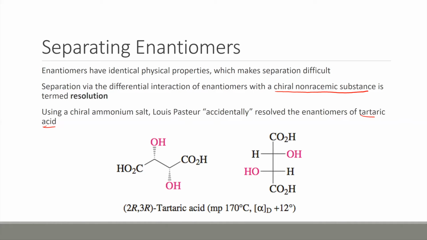So he took tartaric acid, that's this right here. Notice it has two chiral centers. It has multiple stereoisomers, and there are two enantiomers that are mixed together, usually the RR and the SS form of this compound.